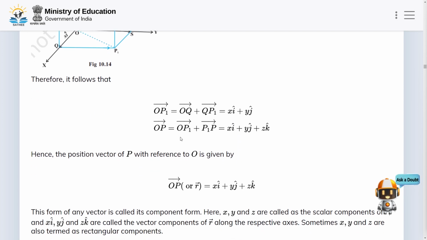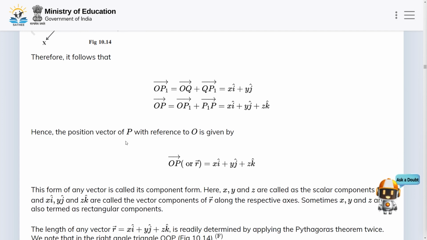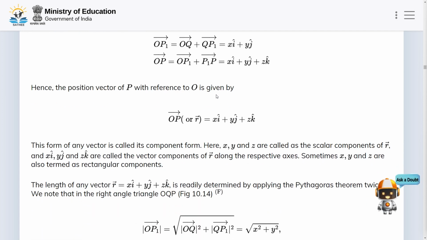Similarly, this means the OP vector will be the sum of the OP1 vector plus the P1P vector, which is xi hat plus yj hat, because OP1 is xi hat plus yj hat, plus the P1P vector will be just zk hat. Hence, the position vector of P with reference to O is given by the OP vector equals xi hat plus yj hat plus zk hat.